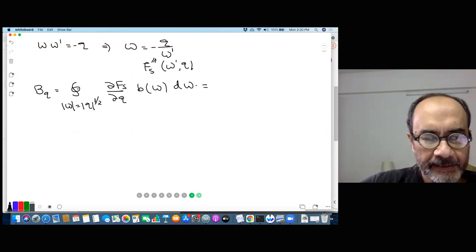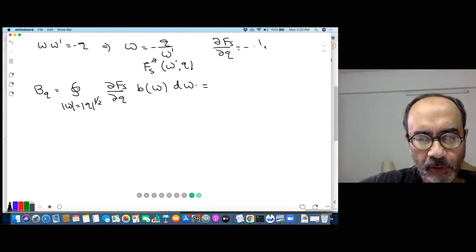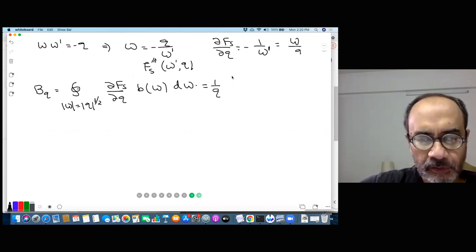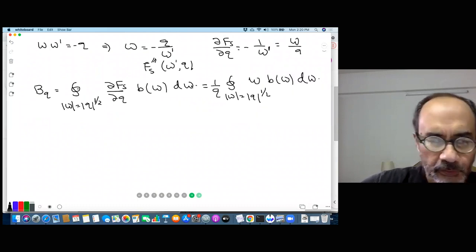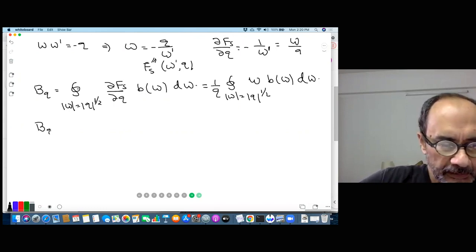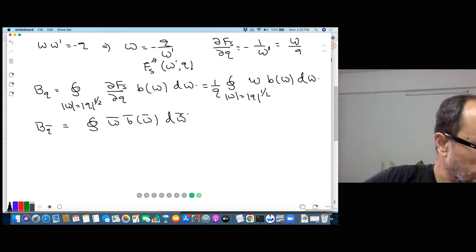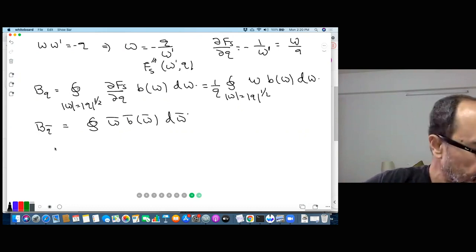So del F_s del Q is minus 1 over W', which is W by Q. So this is 1 over Q integral mod W equal to mod Q to the half W b(W) dW. And similarly, bQ bar is the integral of W bar b bar(W bar) dW bar. Okay, so this gives the explicit expression for bQ and bQ bar.